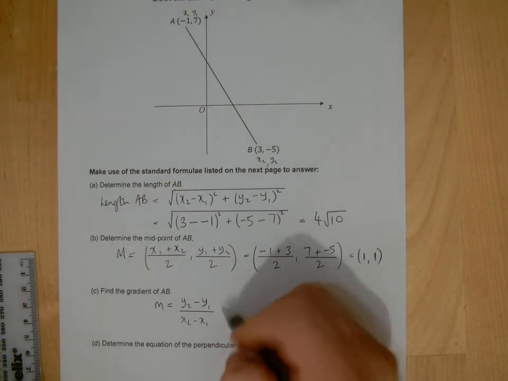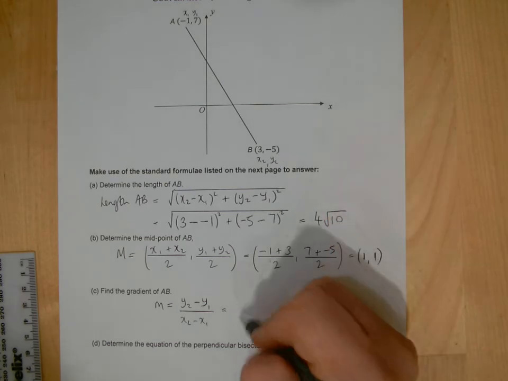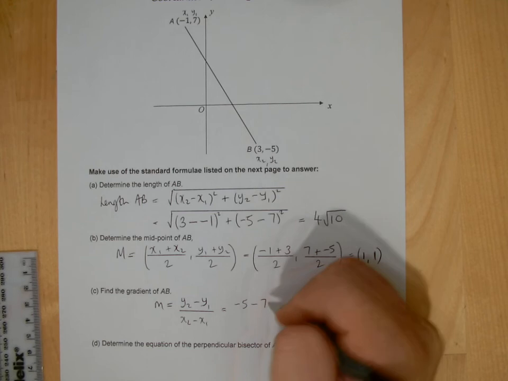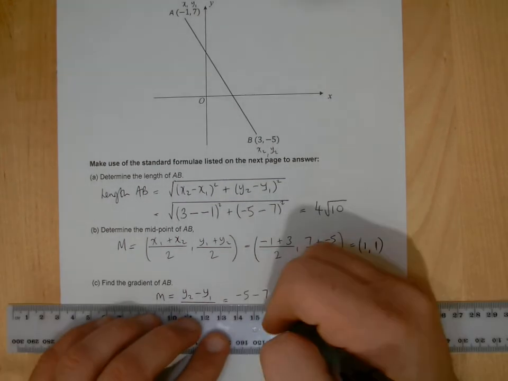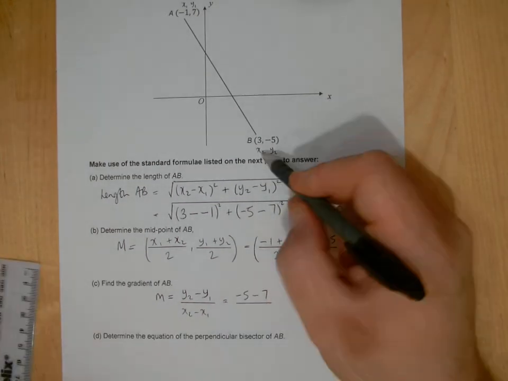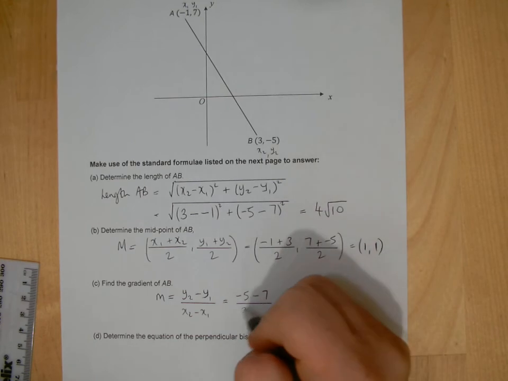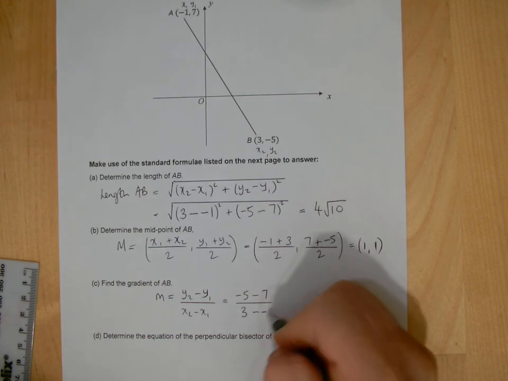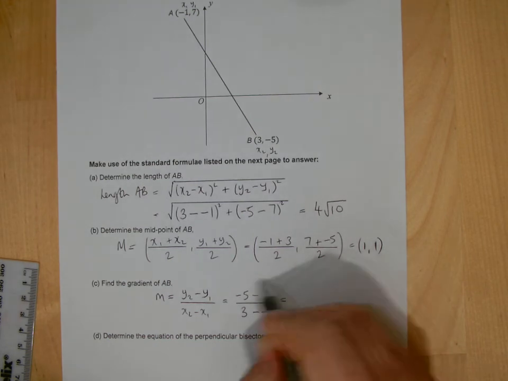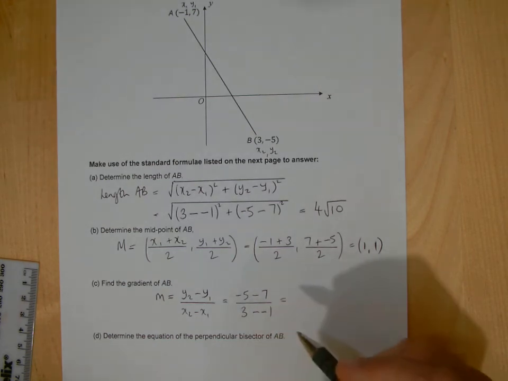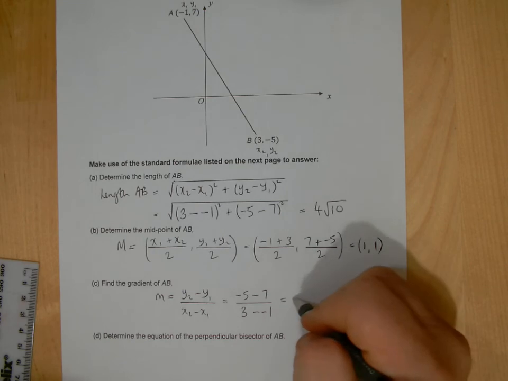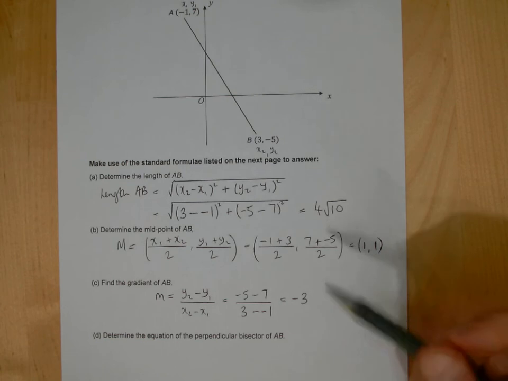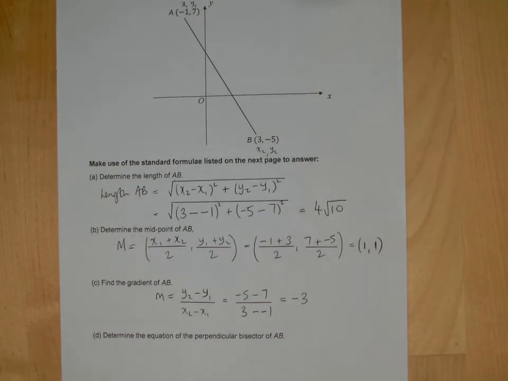So y2 is -5, take away y1, which is 7, over x2, which is 3, take away x1, which is -1. So again, type that into your calculator and you get out -3. We expected it to be minus because it's sloping downwards.